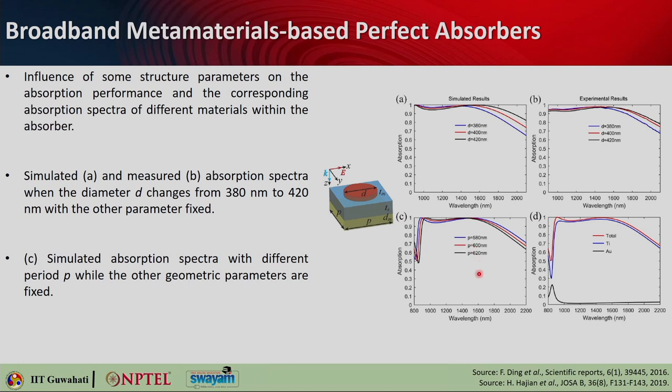Again, the periodicity is changed here, and the periodicity gives you the range over which you want to have this broadband absorption. So, here periodicity of 580, 600 and 620 nanometer has been studied. And simulated results and experimental results are very, very close to each other, right?